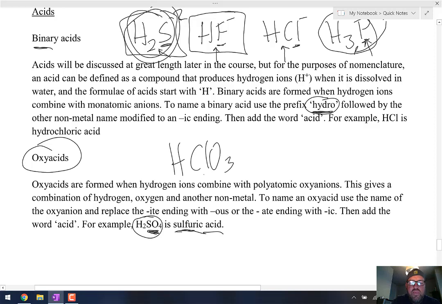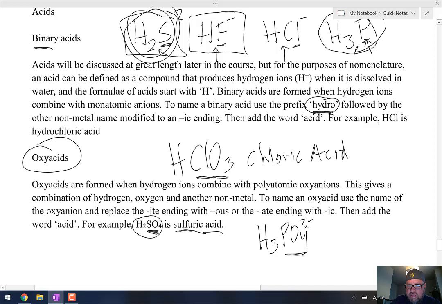HClO3. ClO3 is chlorate, so that becomes chloric acid. Okay, and H3PO4, again, like before. Why is it H3? H3PO4 is because phosphate has, if you look up above, a -3 charge. So we have to have 3 hydrogens to cancel that out. Okay, and phosphate becomes phosphoric acid.